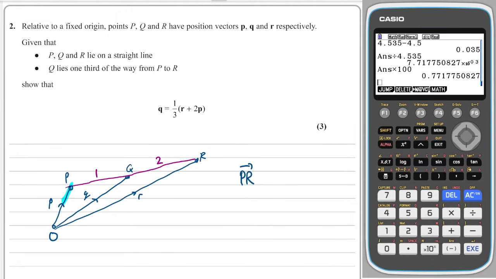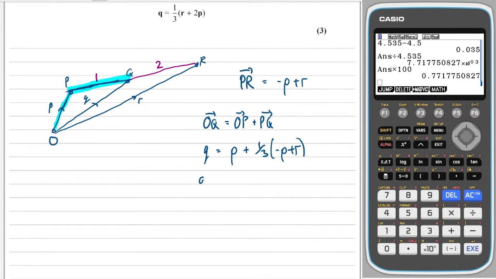So to go from P to R, I can go backwards through P and then forwards through R. So this is minus p plus r. Okay, that's helpful. And now how can I get from O to Q without going through Q? I can go from O to P, plus P to Q. And therefore, O to Q is little q, O to P is little p, and P to Q is 1/3 of P to R, which we said was minus p plus r.